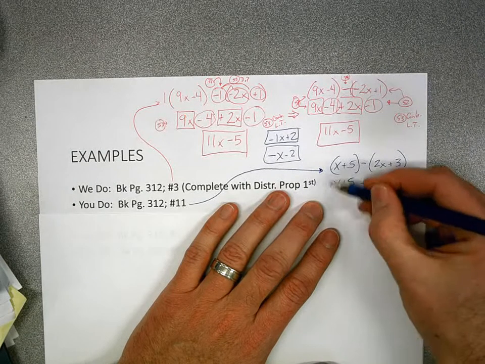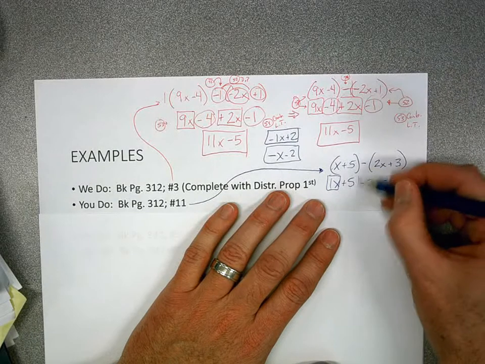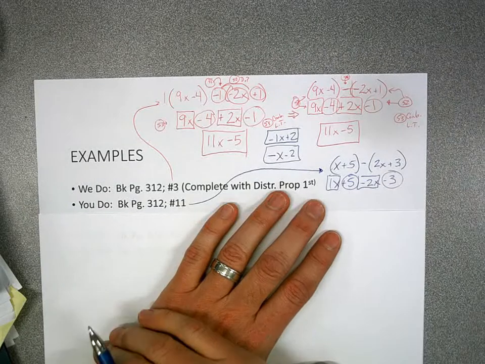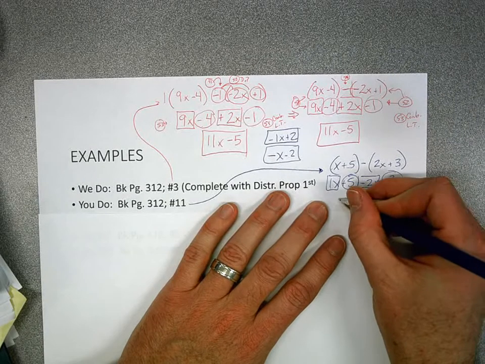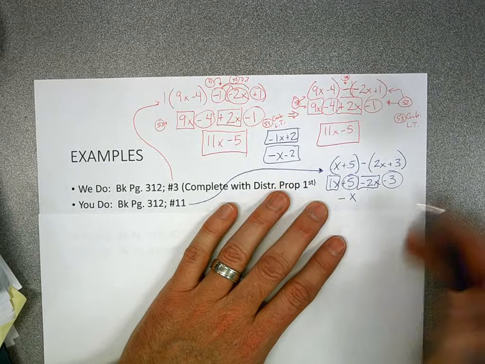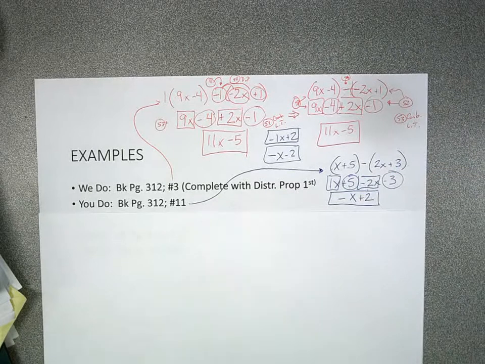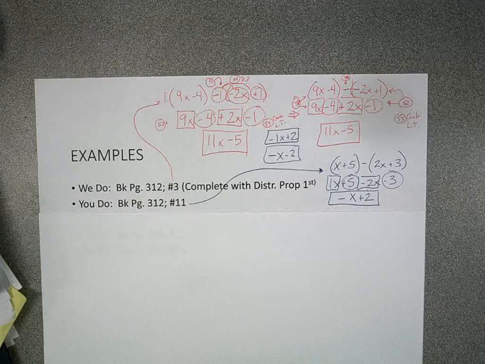Go ahead, combining like terms. Okay, I have my x or 1x minus 2x, and I have my two constants, a positive 3 and a negative 3. So 1x minus 2x basically is a negative 1x, or just negative x. Positive 5 minus 3 is a positive 2. And there's our answer. A majority of you guys got that. So, all right, questions?